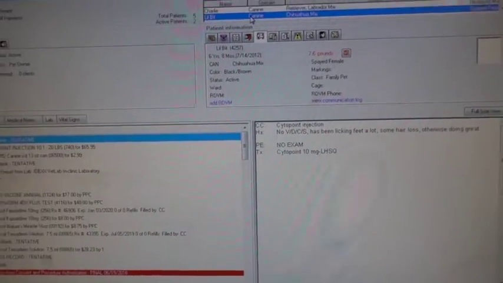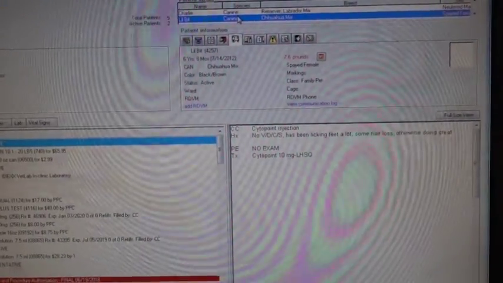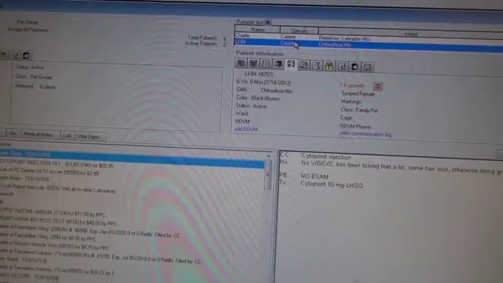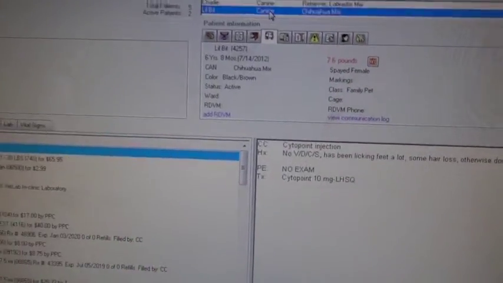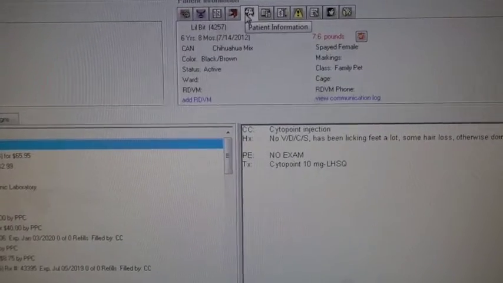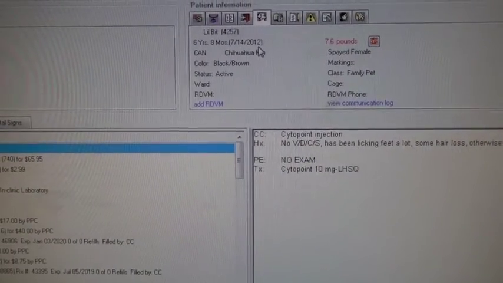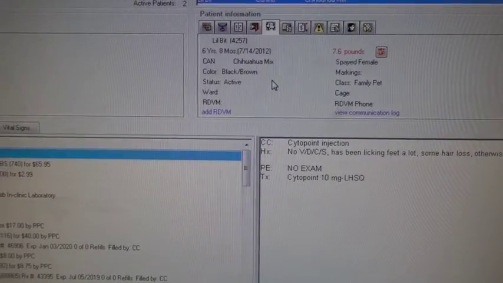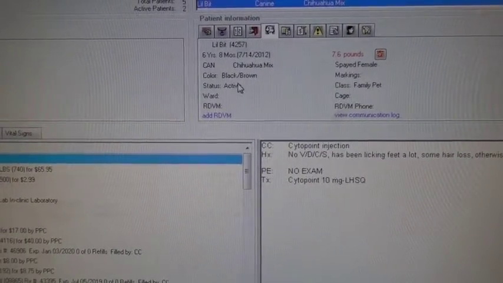So we are paperless here most of the time. For admission forms and for the age, sex, species, and breed, and any known medical problems, you would pull up the patient's chart right here, and it shows you the type of dog it is, the age, spayed, female, how much it weighs, the color.